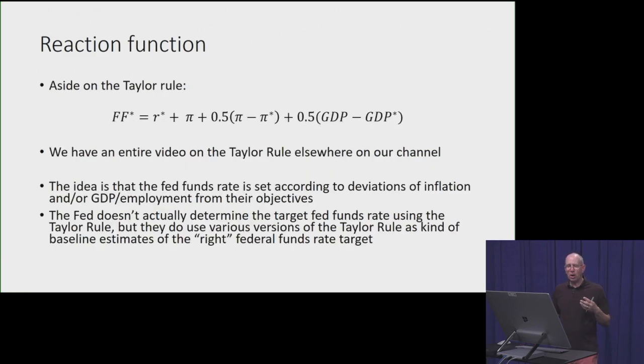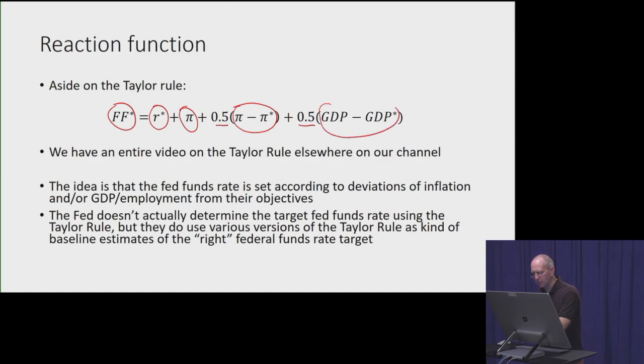Now, we have a whole video on the Taylor rule, so I'm just going to give a short introduction here. The idea is that a Taylor rule tries to help conceptualize how a central bank thinks about setting its target short-term interest rate. In the US, the target short-term interest rate is the federal funds rate, and that's a function of the underlying real interest rate, the actual inflation rate, the weights on which it places deviations of inflation from its target, and GDP from its target.